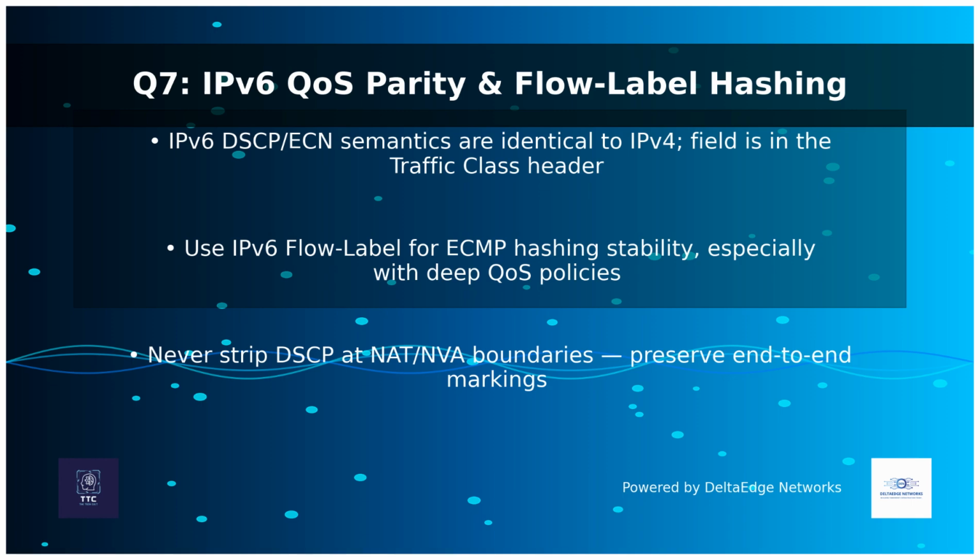Question 7. IPv6 QoS Parity and Flow-Label. In IPv6, QoS works the same as IPv4. DSCP and ECN live in the traffic class field. One extra: the Flow-Label, which helps with ECMP hashing stability. Best practice: preserve DSCP end-to-end. Never strip markings at NAT or firewalls. That's a red flag for interviewers.